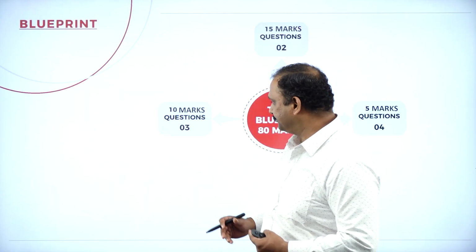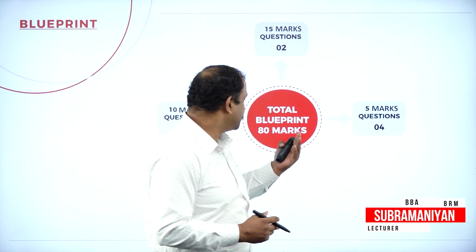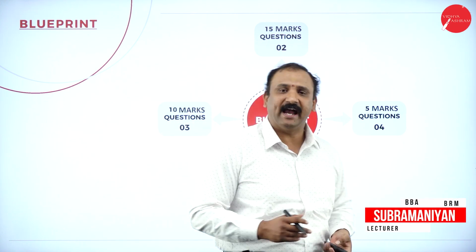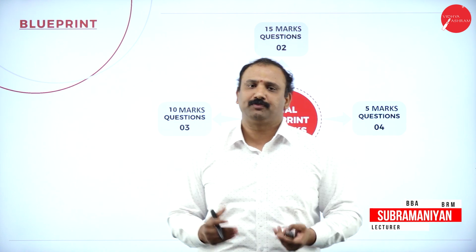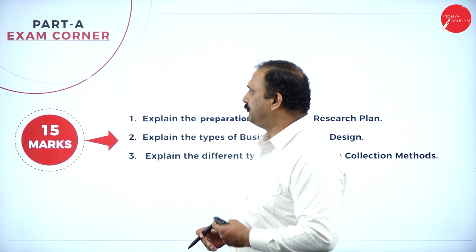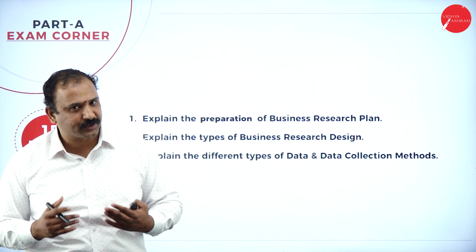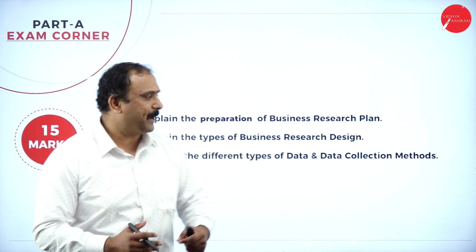Now moving further, we are going to have the same pattern. We are going to have the 15 marks question 2, 10 marks question 3 and 5 marks question 4, which means the total weightage of this paper is 80 marks. Let's move further and see what are all the probable questions that are likely to come for this particular paper.